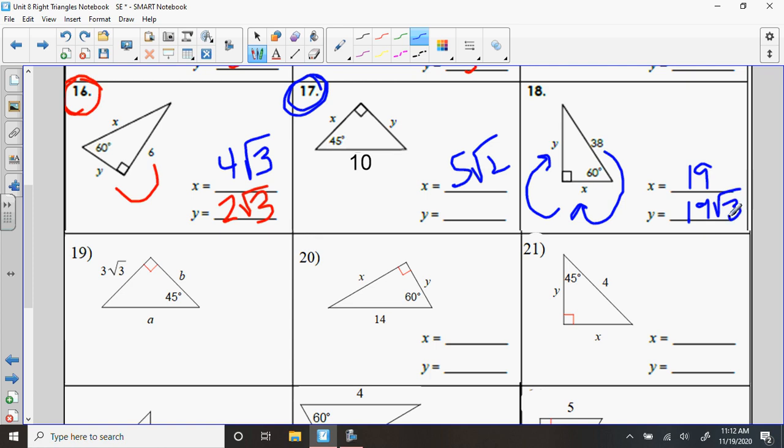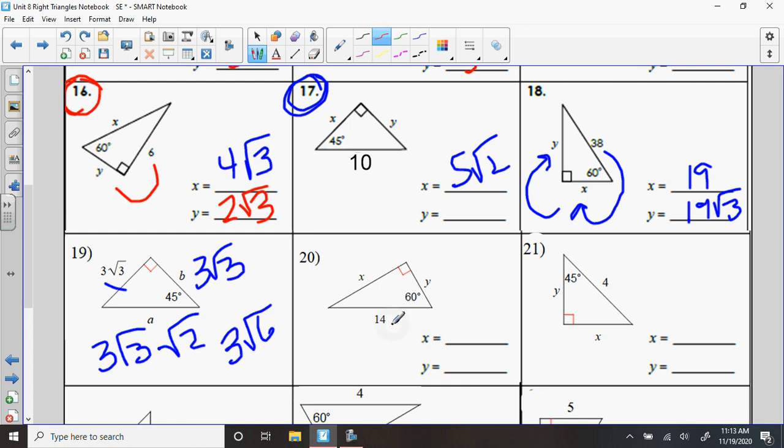19, I threw a little weird one at you here. That's a 45/45/90 with a radical 3. We haven't seen that yet. Well, I do know this is 3 radical 3. And I know the hypo is 3 radical 3 times radical 2. So you should know by now the like terms you multiply. And we've already talked about 6 being one of those weird numbers we cannot break down.